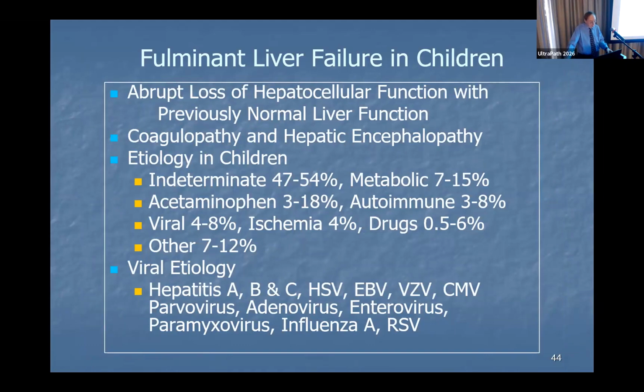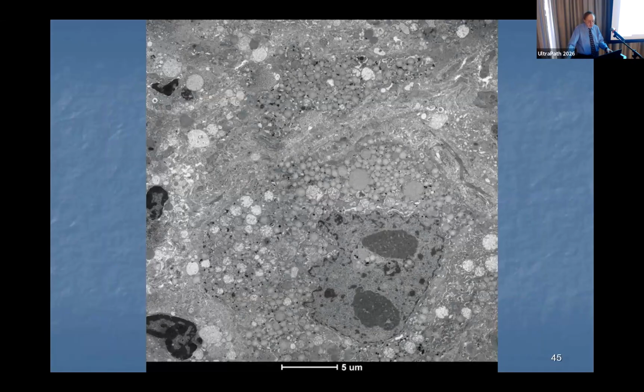So with liver failure in children, there is usually abrupt loss of hepatocellular function with previously normal liver function. You can see the coagulopathy that this child had, and also the hepatic encephalopathy. And the etiology in children is quite varied. As you can see, many of them are indeterminate and never really get defined up front. Viral etiology is a wide variety of viral agents that can account for acute liver failure and fulminant liver failure in children. So we actually went on to do electron microscopy of this.